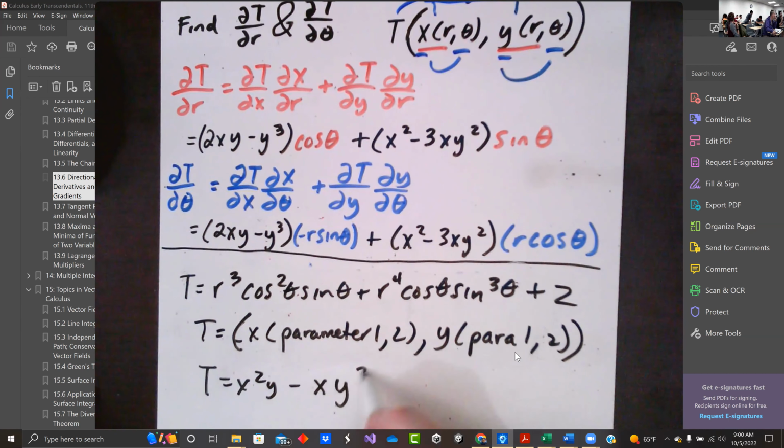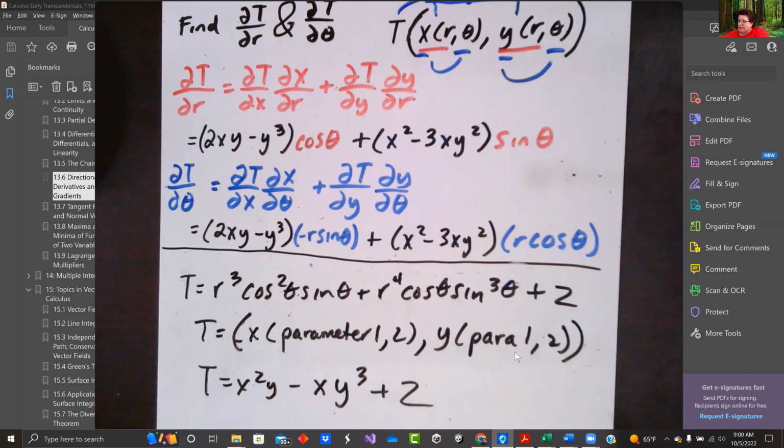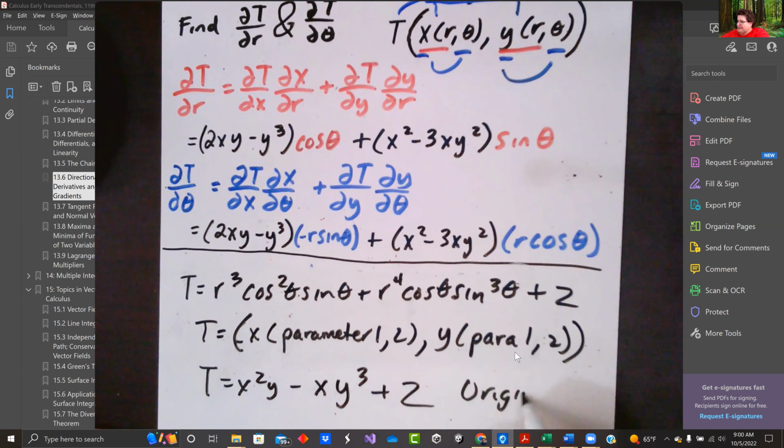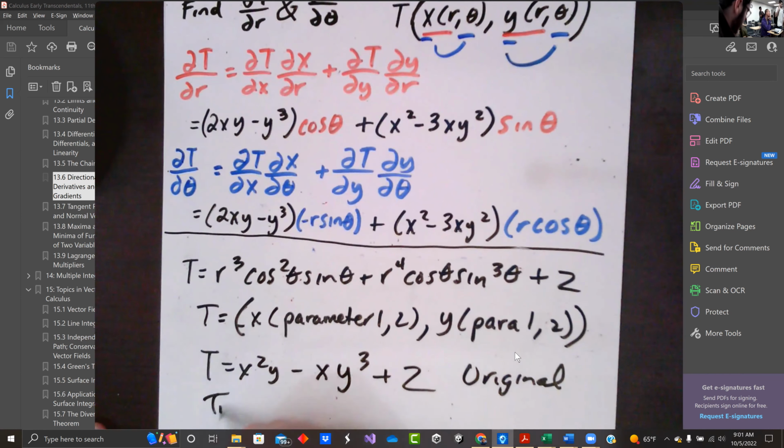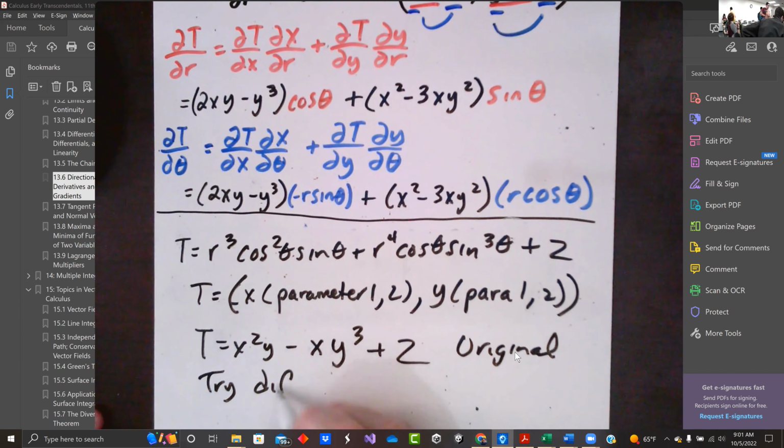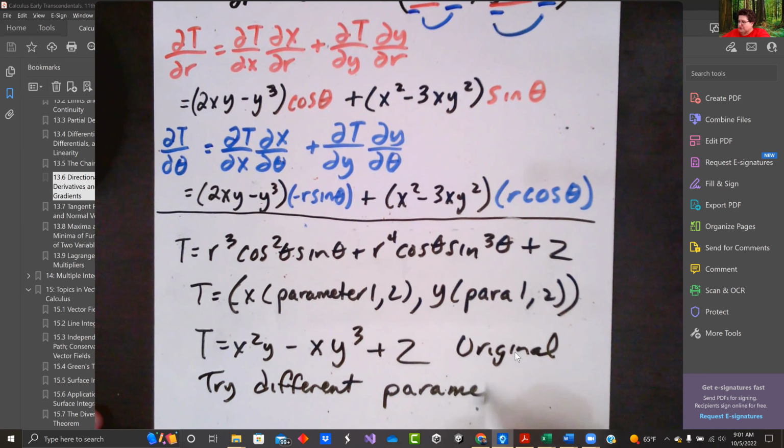So this is the original equation, and then we can definitely try different parameters. This happens a lot. The harder it is to find which parameterization is going to work well, the more this matters. This is why they show it differently. It's motivating you to see that if you want to plug in parameters, you can do it that way.